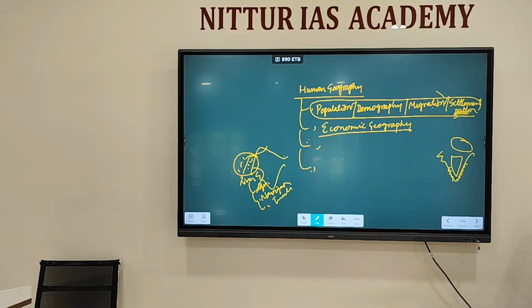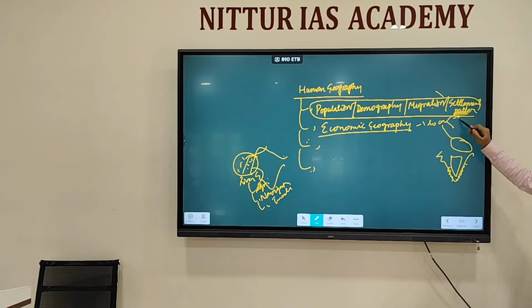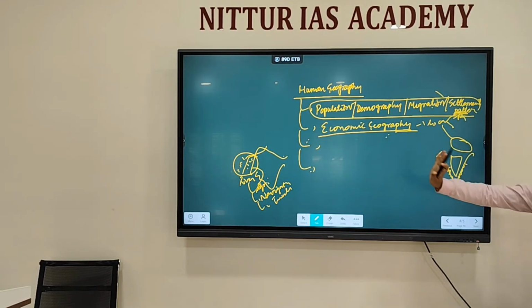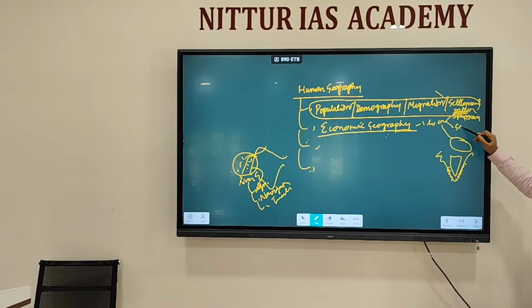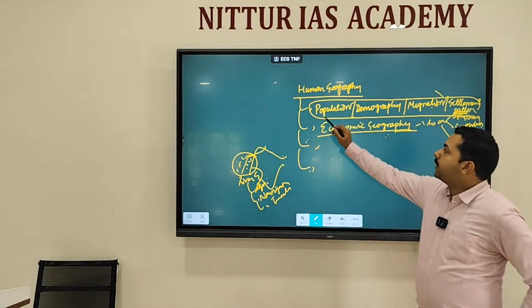Location of industries. We discussed the location of primary, secondary and tertiary industries, where things are located. That is part of which type of geography? Economic geography. Clear? So the location of industries, the primary, secondary and tertiary sectors, all these things you are going to study in economic geography. Clear?